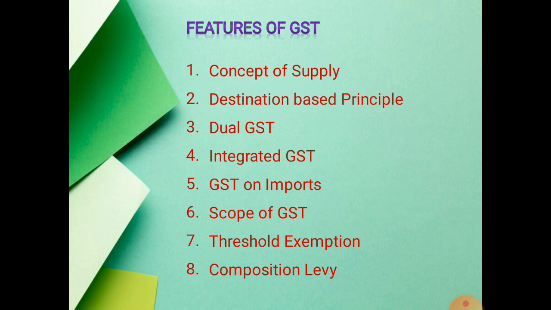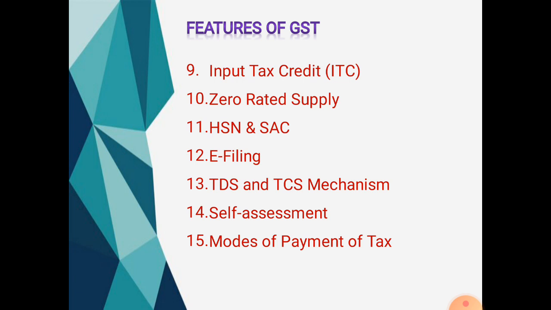Next, threshold exemption. Taxpayers with an annual turnover of 40 lakhs, 20 lakhs for special category states, would be exempt from GST. Composition levy. Small taxpayers whose aggregate turnover in the financial year is up to 1.5 crores shall be eligible for composition levy and pay tax as a percentage of their turnover during the year without the benefit of input tax credit.